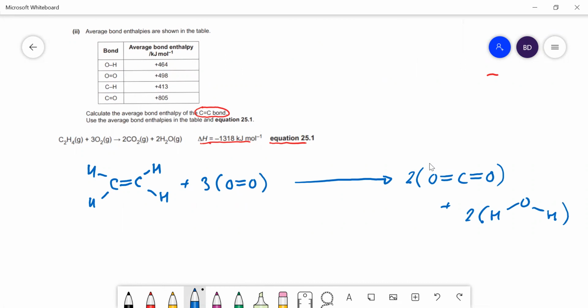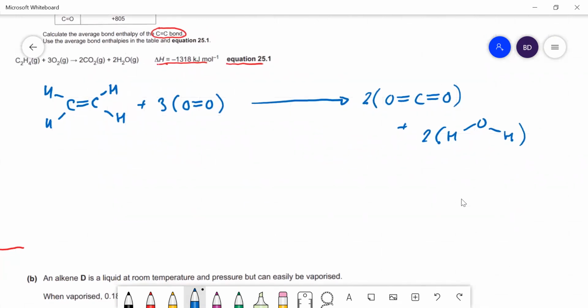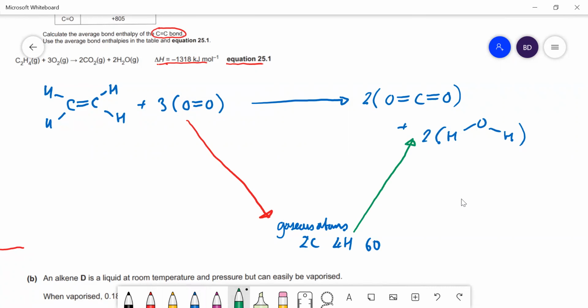Right. Now, when you do a bond enthalpy calculation, what I like to do is put down as a third thing in a Hess's law cycle, the gaseous atoms here. So in this limb here, we're going to break every single bond, and work out the amount of energy we need to break those bonds. And that is going to give us 2 carbon atoms, gaseous, 4 hydrogen atoms, and 6 oxygen atoms. And then we're going to build all of those back up again and form some new bonds to form the products. Okay, so let's see how much.